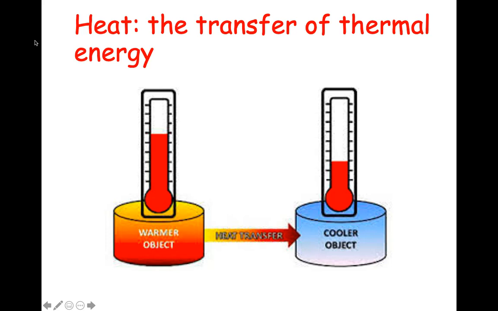Last, let's talk about heat. Heat is just the transfer of thermal energy, and it always moves from the warmer object to the colder object. For example, when you touch a stove, it's hotter than you. So the thermal energy moves from the stove into you and you get burned.